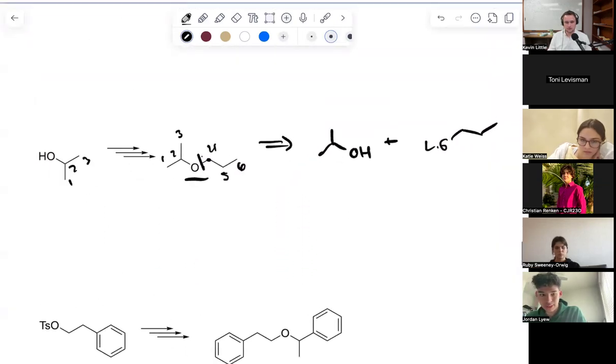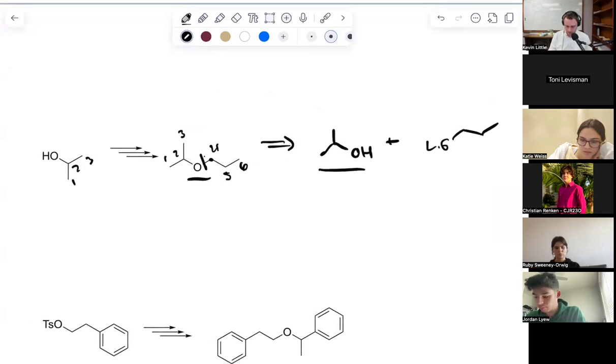So now my focus turns to making these. I already have this one, right? That was the starting material I was given. That was nice. Now I need to make this one. So this OH is in the wrong place. I need it on the end. So that means I need to do what? I need to do an elimination. But in order to do elimination, I need to turn this into a leaving group. Now I can do elimination.